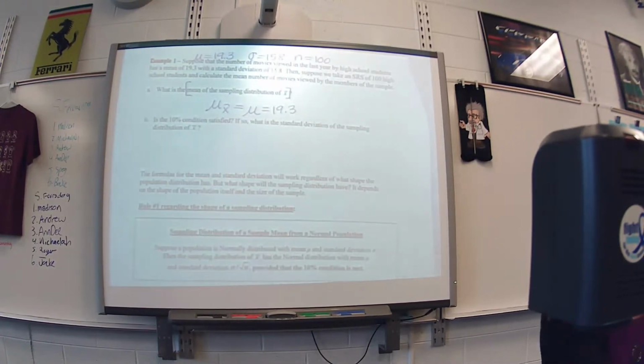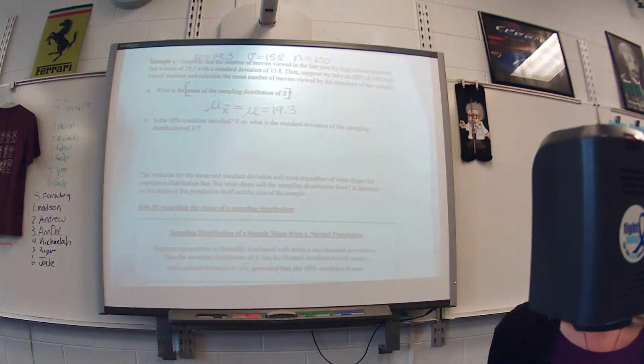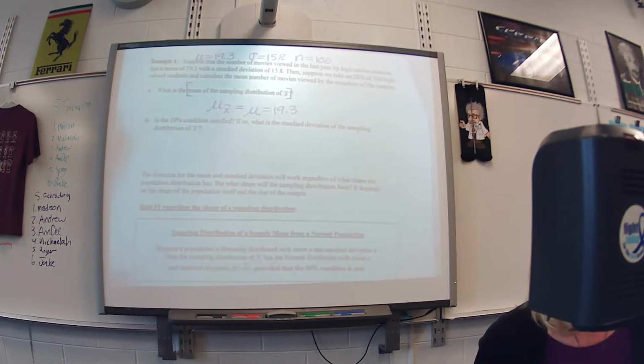And again, that's in reverse of the way it normally is. Normally, we don't know mu, and we use mu sub x bar to estimate mu. Is the 10% condition satisfied? What the College Board calls your large population size. Is our population large enough to ensure that our sample is less than 10%?